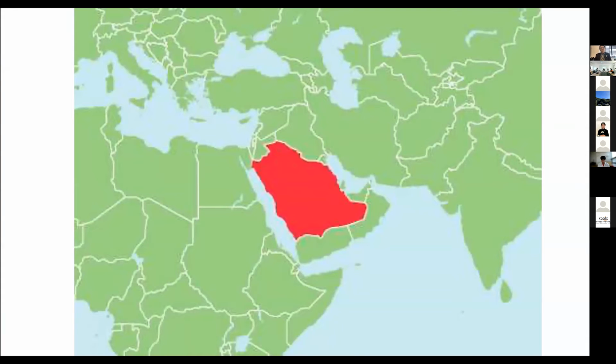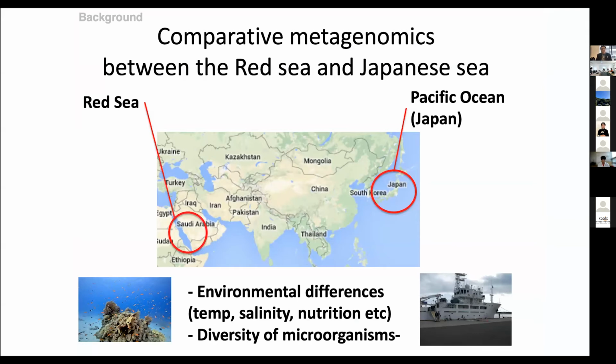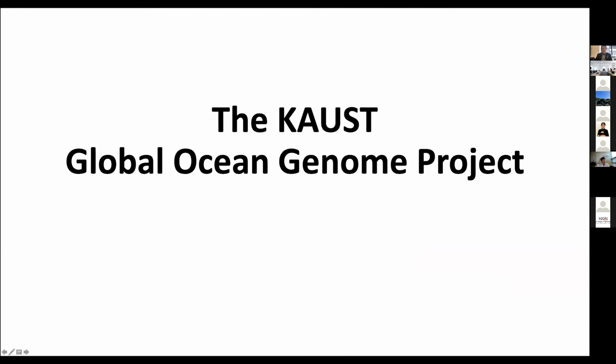Since I moved to Saudi Arabia, already 8 years so far, it was a great opportunity to do comparative metagenomics between the Red Sea, particularly the west side of Saudi Arabia, and the metagenomic data in Japan. But now, since we have accumulated such huge metagenomic data, particularly ocean data, we decided to make a gene catalog including all possible ocean data, marine data.